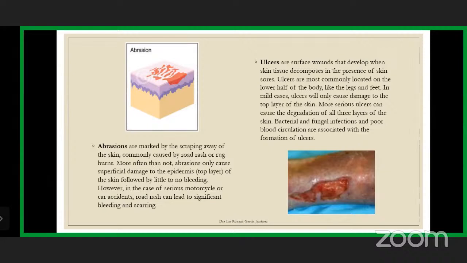Abrasions are made by the scraping away of the skin, commonly caused by road rash or rope burns. More often than not, abrasions only cause superficial damage to the epidermis, the top layer of the skin, followed by little to no bleeding. However, in the case of serious motorcycle or car accidents, road rash can lead to significant bleeding and scarring.